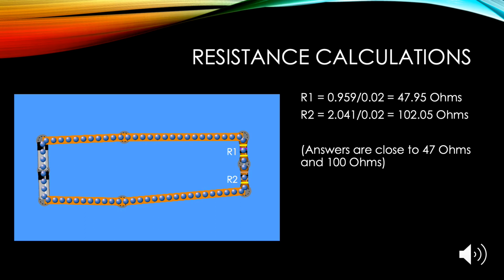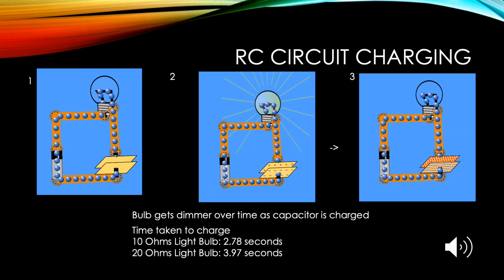Using the potential difference measurements that we made 3 slides ago, we were able to determine what the value of the resistor should have been, and these were our calculations. Compared to the actual answers, these answers are pretty close. For the next part of the lab, we needed to create an RC circuit, which includes both resistors and capacitors, to explore how they function.